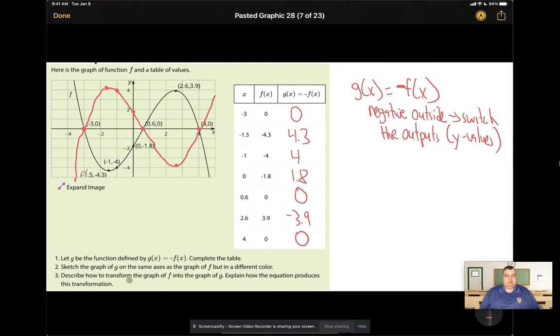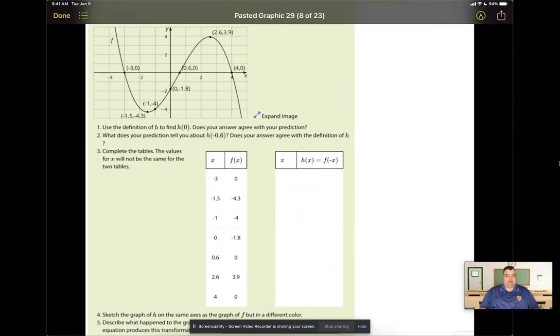Describe how to transform the graph of f into the graph of g. Remember, the graph of f is black, and in this case, the graph of g is red. Well, what are we doing? We are simply reflecting over the x-axis. So the answer to number 3 is a reflection over the x-axis. We could have figured that out right away because we were switching the outputs. When you switch the outputs or the y values, it's an x-axis reflection. So that's our first set of examples. Let's go to our second set of examples right here.